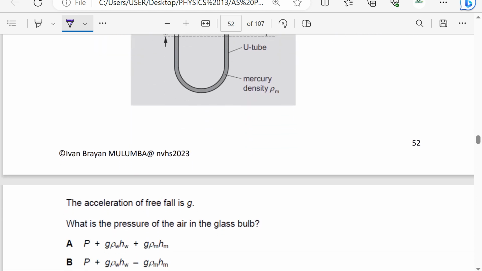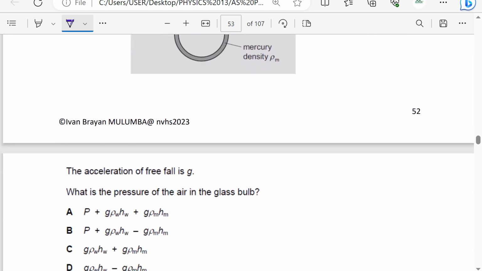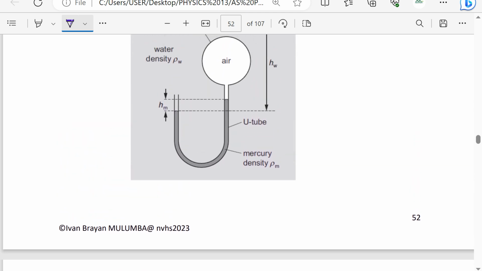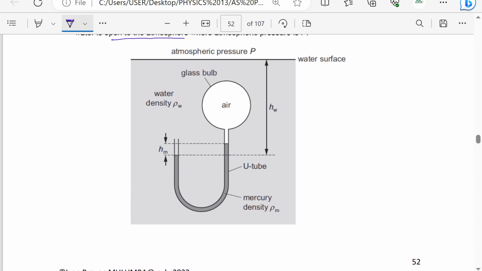Okay, let's see the question. The acceleration of free fall is g. What is the pressure of the air in the glass bulb? Okay, pressure of the air in the glass bulb. So note at first of all that the liquid on the side of the air in the glass bulb is higher than the liquid on the other side, meaning that the pressure on the left hand side must be greater than the pressure on the right hand side.